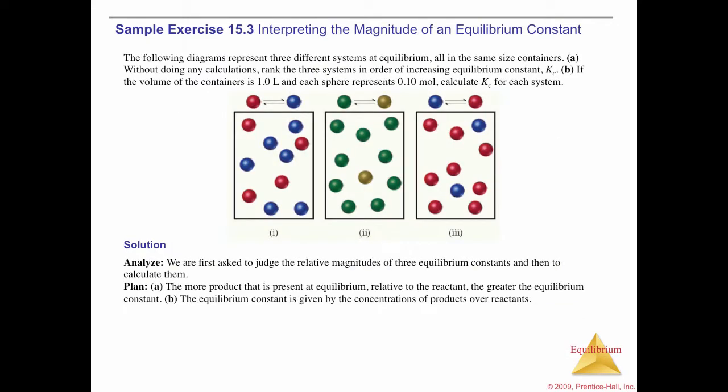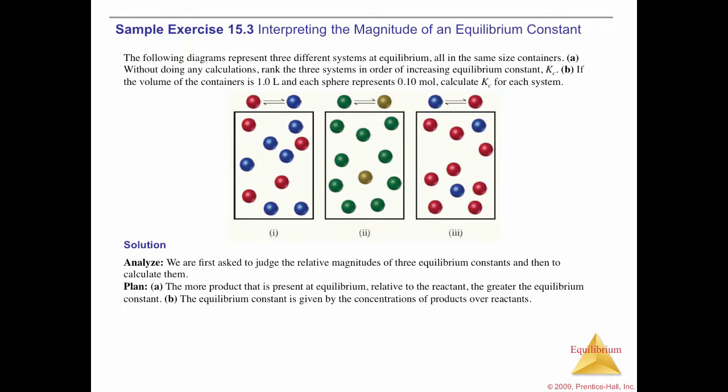Sample exercise 15.3, interpreting the magnitude of an equilibrium constant. The following diagrams represent 3 different systems at equilibrium, all in the same size containers. Without doing any calculations, rank the 3 systems in order of increasing equilibrium constant. If the volume of the container is 1 liter and each sphere represents 0.1 moles, calculate Kc for each system.